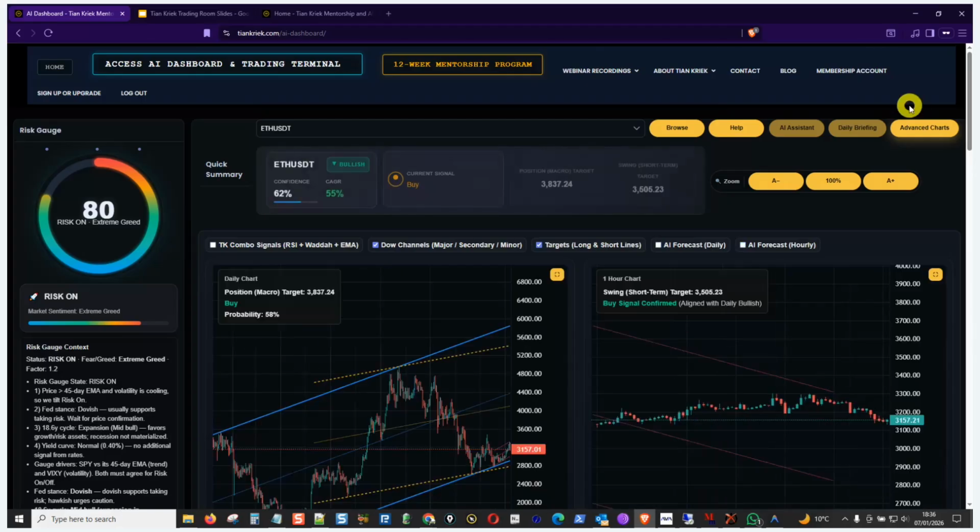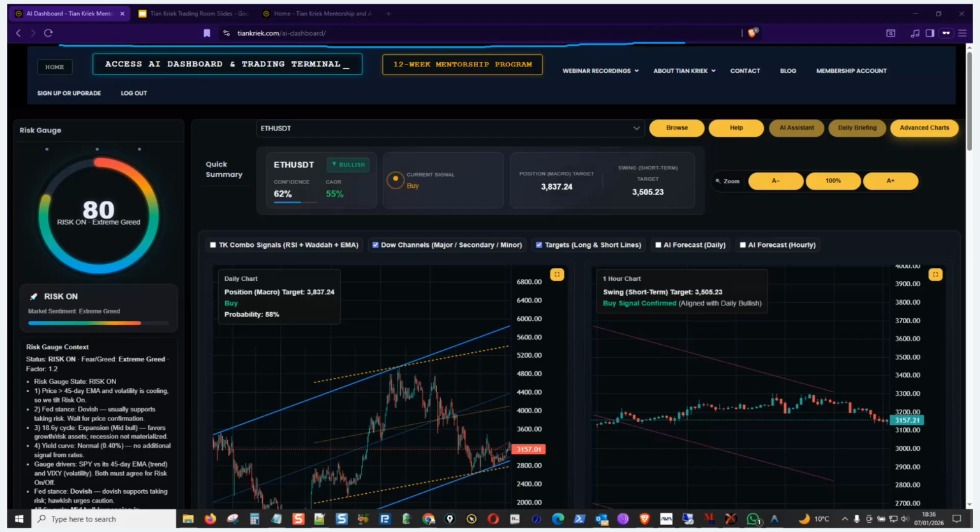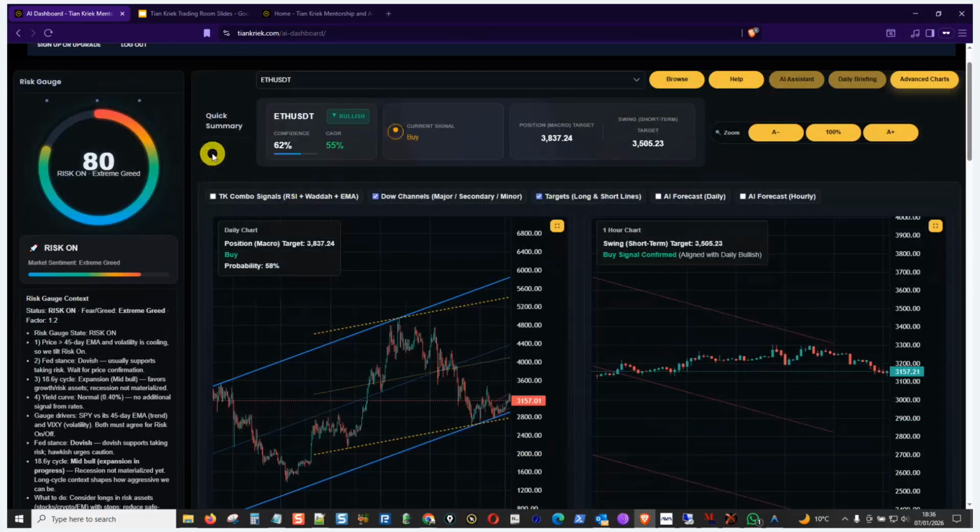You'll notice that there is a slight delay when the charts change, but there is a bar here at the top, like a loading bar, so that you can just follow that, make sure that it's still in the loading phase. All right, so this is Ethereum. Ethereum is a buy. We have a target at 3,505, which is the short term or the swing trading target.